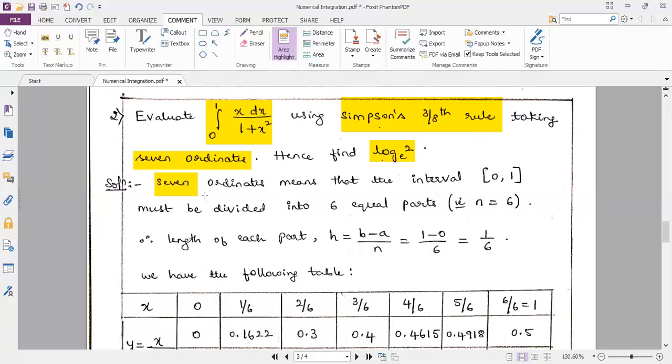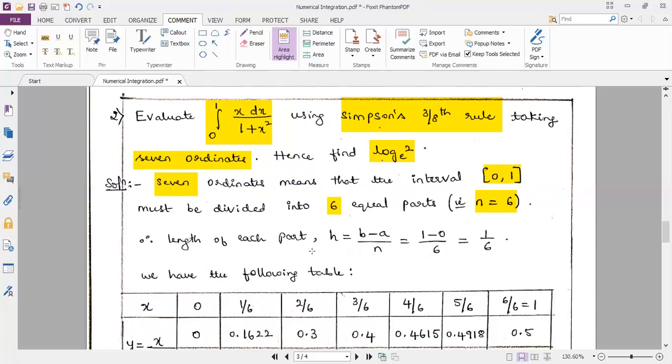7 ordinates always corresponds to 6 equal parts. That is, using the formula, n plus 1 ordinates usually corresponds to n equal divisions. So here, 7 ordinates means the given interval 0, 1 should be divided into 6 equal parts. That is, taking n is equal to 6.